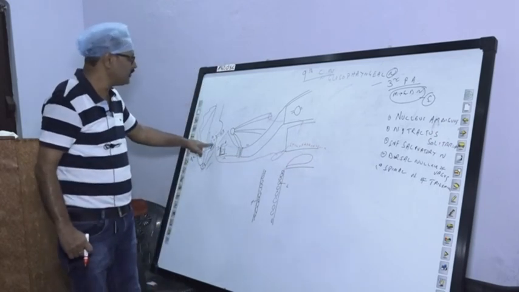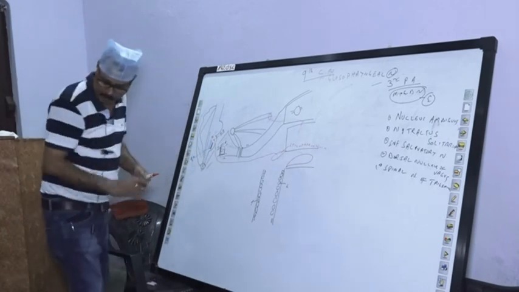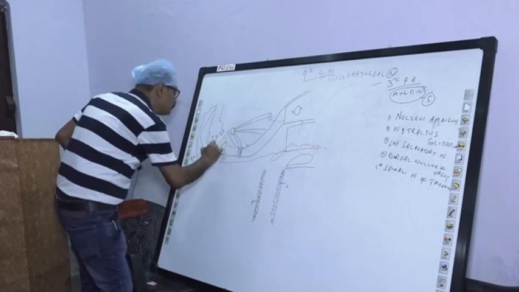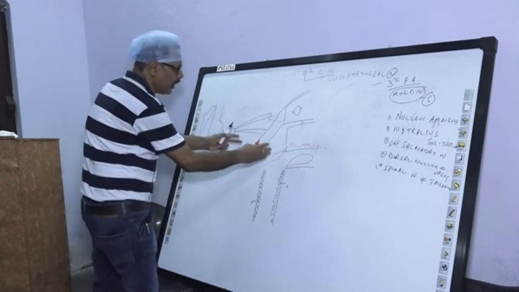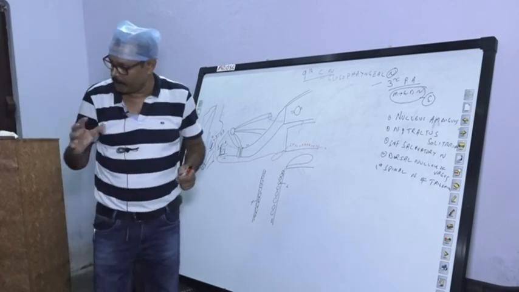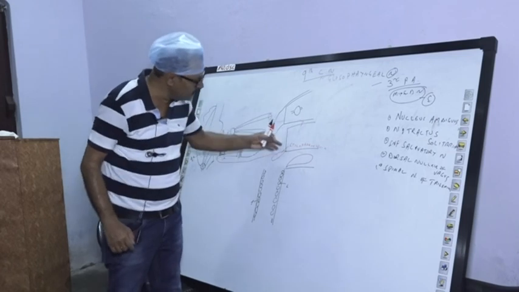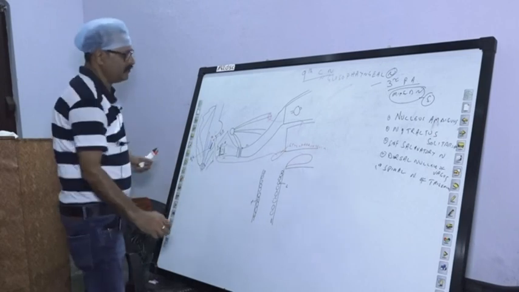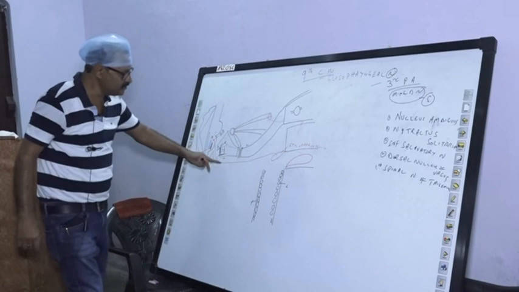This is the stylopharyngeus muscle. The fiber from the nucleus ambiguus comes through the jugular foramen, and it will travel in between the internal carotid artery and the internal jugular vein, and ultimately reaches up to the styloid process where it will supply the stylopharyngeus muscle. So this is the stylopharyngeus muscle.